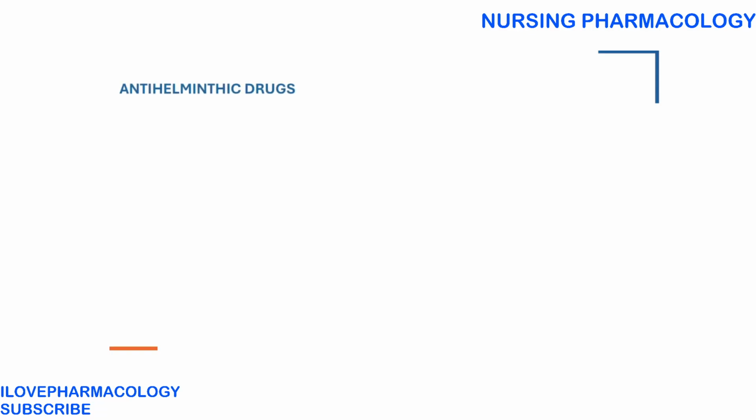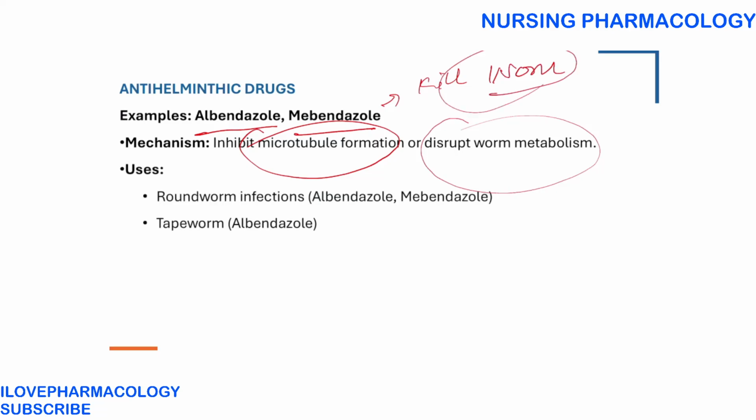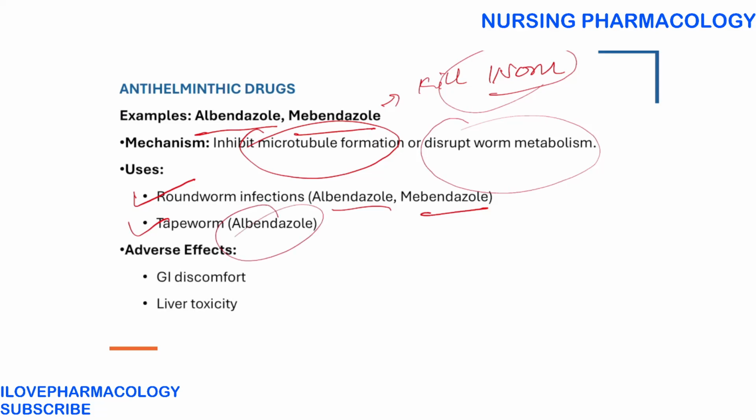So next, coming to the anti-helminthic drugs. So under anti-helminthic drugs we have albendazole and mebendazole. Basically they inhibit the microtubule formation as well as disrupt the worm metabolism. So basically they kill the worms. So it is used to treat roundworm infections, albendazole and mebendazole, and tapeworm infections with albendazole. So basically it produces GI side effects and liver toxicity.